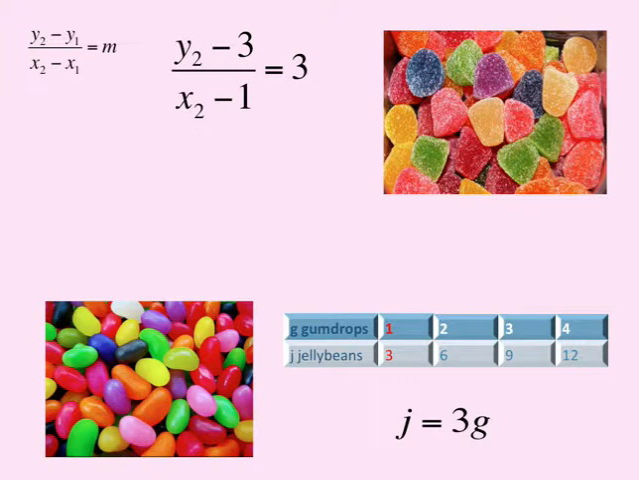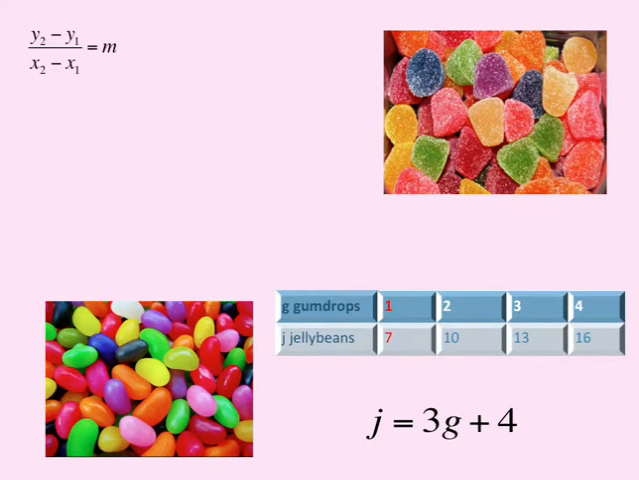Substituting into the slope formula, I have y sub 2 minus 3 over x sub 2 minus 1 is equal to 3. So we already knew the slope was 3, and we know y sub 1 and x sub 1. If I multiply both sides of this equation by the denominator, then I will get y sub 2 minus 3 is equal to 3 times the quantity x sub 2 minus 1. This is known as point-slope form of this linear equation.